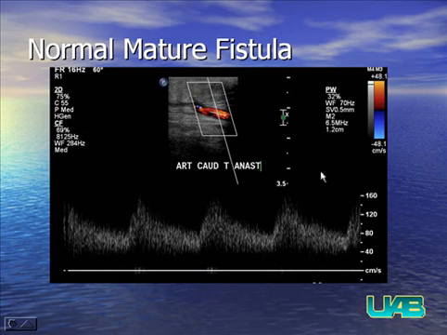Always we try to look at the artery distal to the anastomosis to see whether or not there is still flow going to the hand. And in this case, you'll notice even though we are below the anastomotic site, the flow is coming toward the transducer, which is toward the patient's head. So there's reversal of the distal arterial flow in this example.